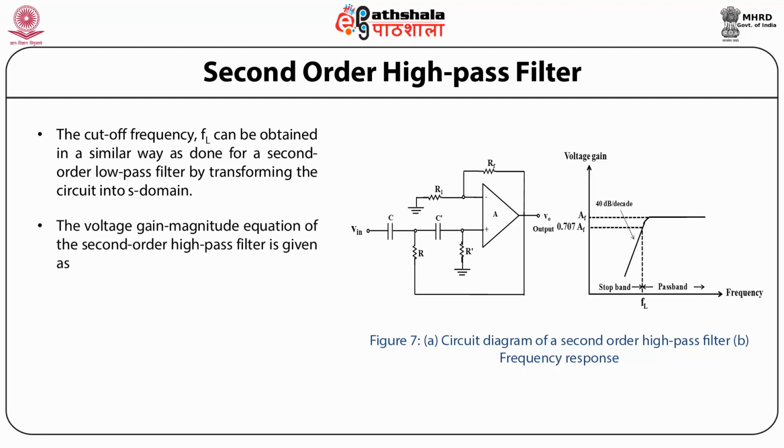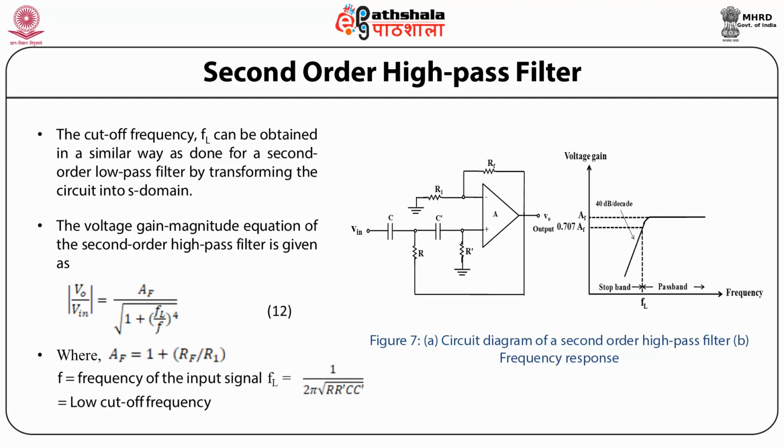The voltage gain magnitude equation of the second order high pass filter is given as modulus of V naught by Vn equals AF divided by square root of 1 plus FL by F raised to power 4, where AF is equal to 1 plus RF by R1 equals passband gain of the filter. F is the frequency of the input signal and FL is equal to 1 by 2 pi into square root of R prime into C prime and is the low cutoff frequency of the second order high pass filter.